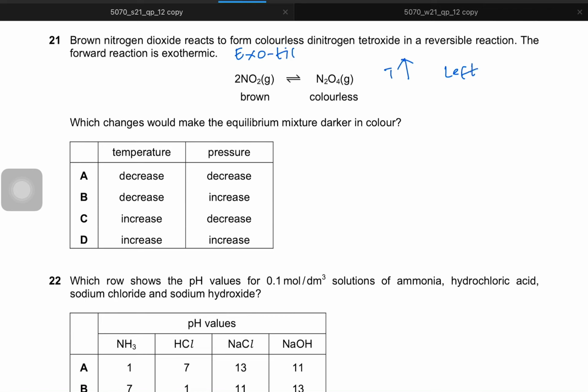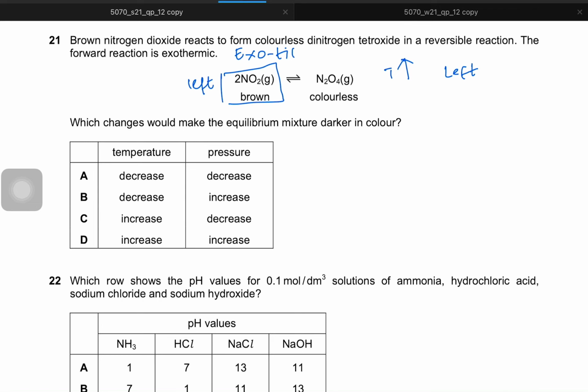Which changes would make the equilibrium mixture darker in color? Now darker in color means pushing it towards the left. It means we should increase the temperature. So temperature should be higher so that the reaction goes to the left. It can be C or it can be D for doctor.